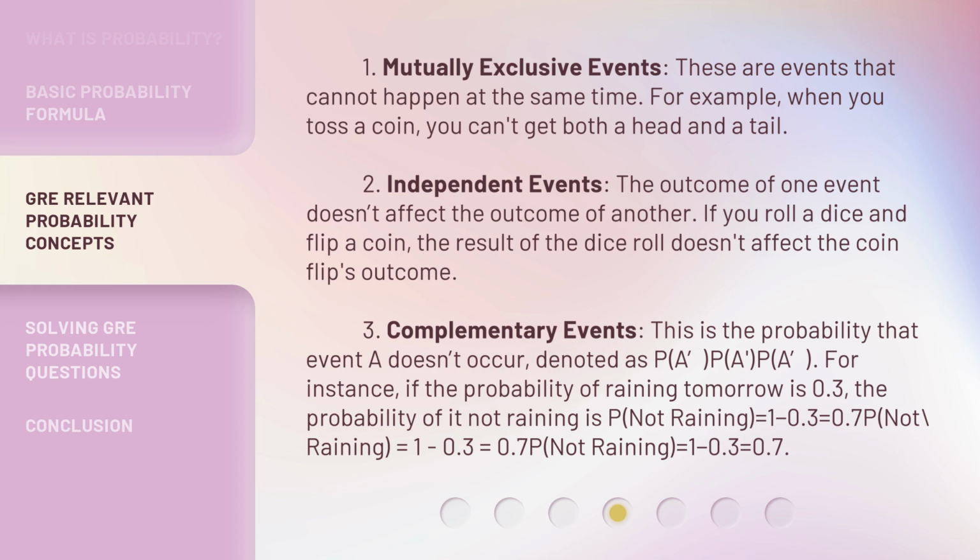3. Complementary events. This is the probability that event A doesn't occur, denoted as P(A'). For instance, if the probability of raining tomorrow is 0.3, the probability of it not raining is P(not raining) equals 1 minus 0.3 equals 0.7.